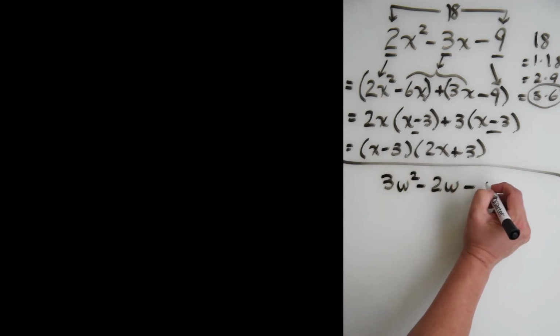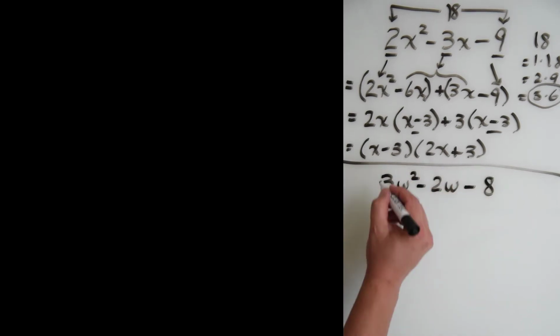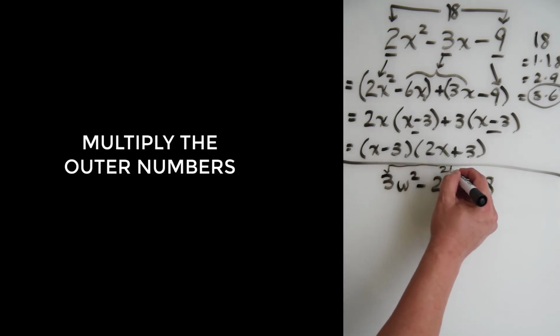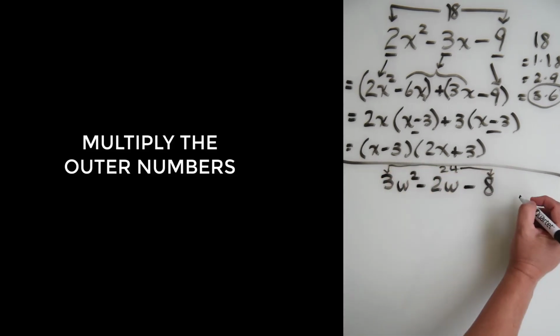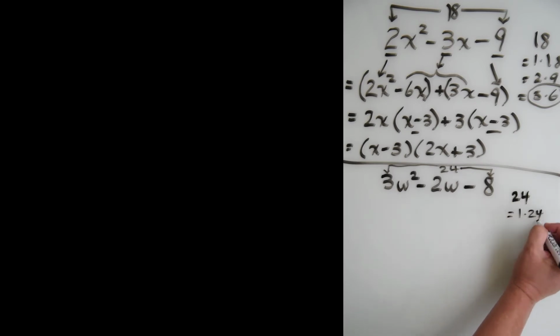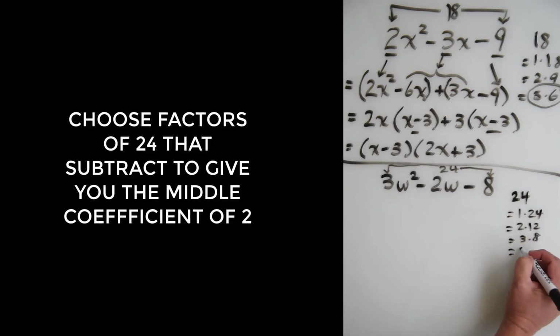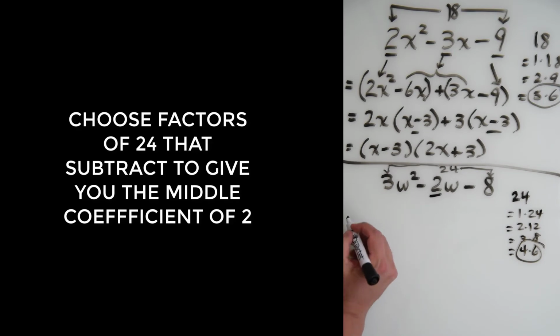Let's look at another example. We don't just have to use x all the time. How about w? It doesn't matter what the letter is. Take 3 and 8, and that gives you 24. The factors of 24 that subtract to give you 2 are 4 and 6.